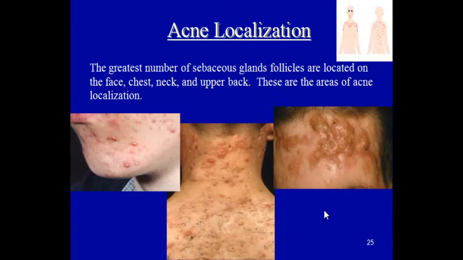Acne localization. The greatest number of sebaceous gland follicles are located on the face, chest, neck, and upper back. These are the areas of acne localization.